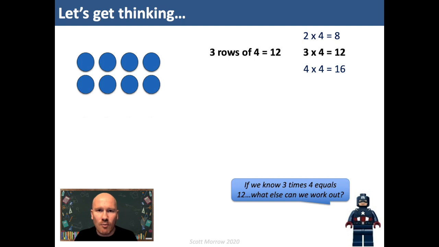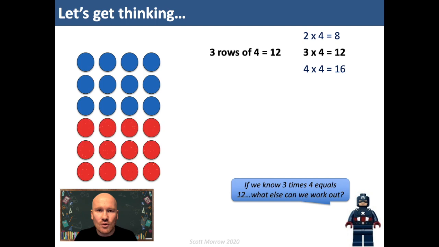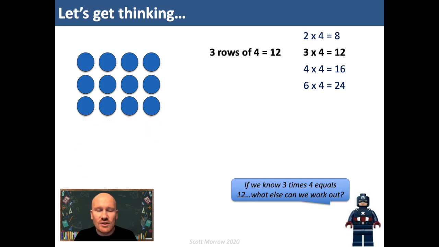What about if we double those rows? So rather than having 3 rows of 4, we've got 6 rows of 4. So I'm just doubling the 12. And double 12 is 24. So I can work out that 6 times 4 is 24. What if we add another 1 to each of those rows? So rather than having 3 rows of 4, we've got 3 rows of 5. We've added an extra 1 to each row. We've added another 3. So 3 times 5 is 12 plus an extra 3, which is 15.